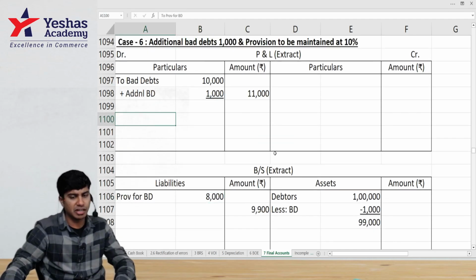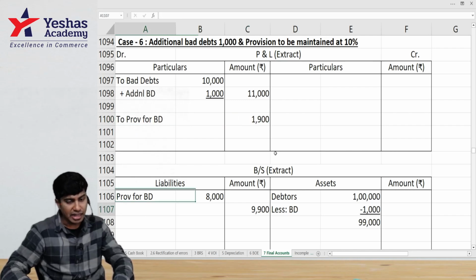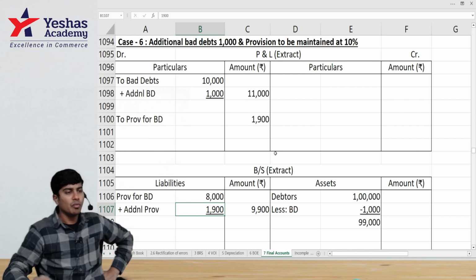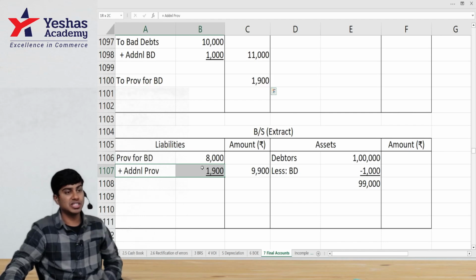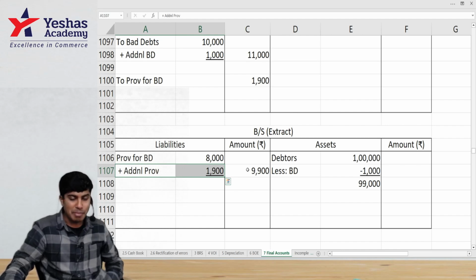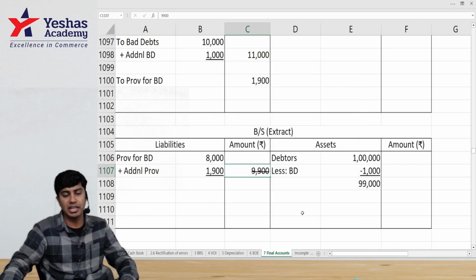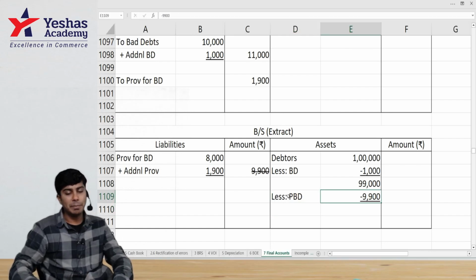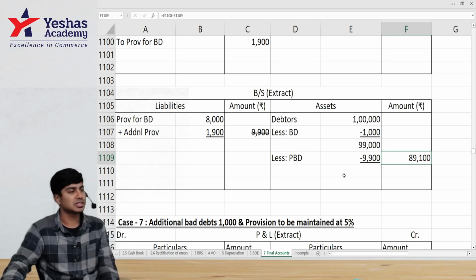1,900 provision to be created will appear in our P&L account debit side, 1,900, and I would write it here 1,900, making it 9,900. When you create it, it is an expense. Once you create it, it's a liability. Same statement is what we discussed in the past. Now, what you have to know is, as a matter of presentation, I won't show my provision on the liability side anymore. I would shift it to my asset side and deduct it here, making my debtors 89,100 rupees.